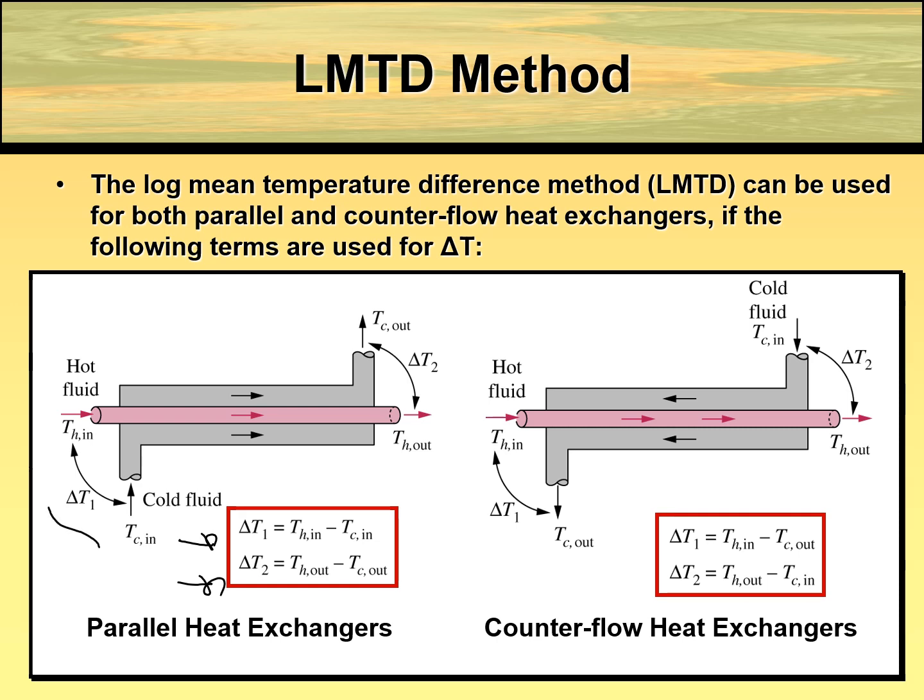So delta T1 for the parallel flow is the temperature difference between the hot fluid and cold fluid at the inlet, where delta T2 is the temperature difference between the hot flow and cold flow at the outlet. Whereas for the counter flow, delta T1 is given by the temperature difference between hot flow in and cold flow out. And delta T2 is the temperature difference between hot flow out and cold flow in.